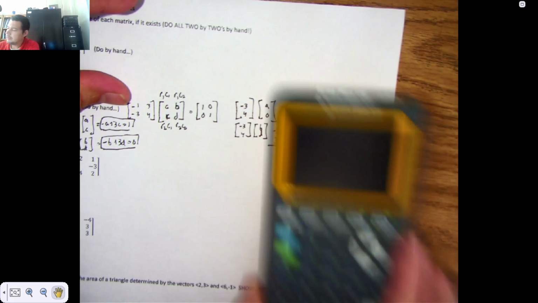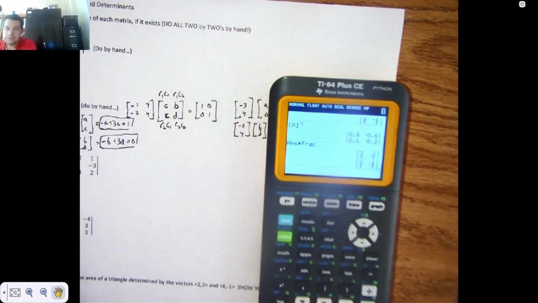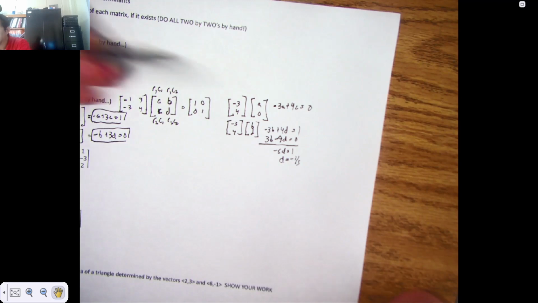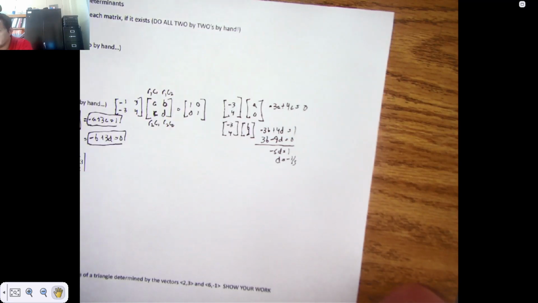Now, I went and I typed this in earlier so I could check my answers as I do it. There's D, negative 1/5. I'm on the right track. As long as these 4 equations are right, I'll get the rest of them right. Now, since I have D, I can get B. That one looks like a winner right there.